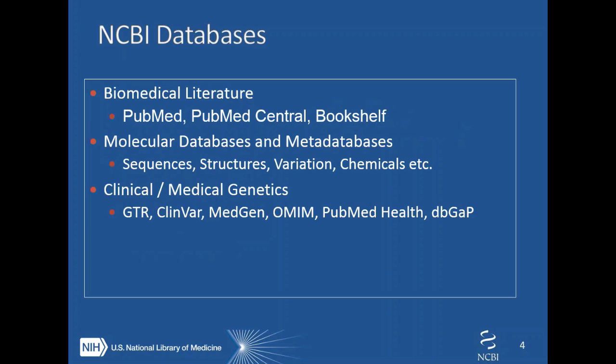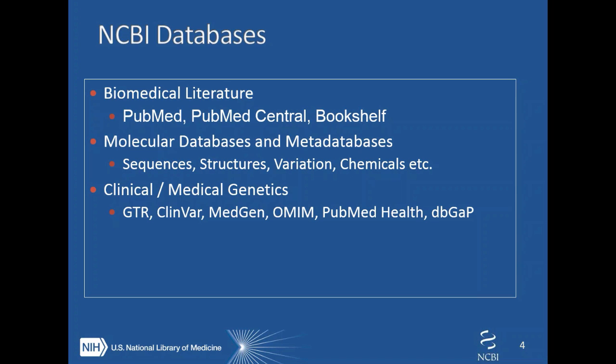So the NCBI databases, one way of breaking them up is to think about three different categories. One of them is the biomedical literature. PubMed is the premier example of that. The central one, and the one that we're going to be focusing a lot on today, are the molecular databases. These include things like DNA and protein sequences, structures, variations, and chemicals, if you're thinking about PubChem and so forth. And then we've recently gotten more involved in some clinical and medical genetics types of resources. Some of them are listed here: GTR, ClinVar, MedGen, PubMed Health, and dbGaP.